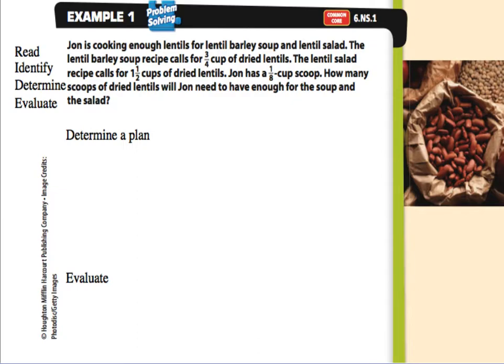So we have our RIDE. We read, identify, determine, and evaluate. So first, we're going to go ahead and read it. John is cooking enough lentils for lentil barley soup and lentil salad. The lentil barley soup calls for 3/4 cup of dried lentils, and the lentil salad recipe calls for 1.5 cups of dried lentils. John has a 1/8 cup scoop.